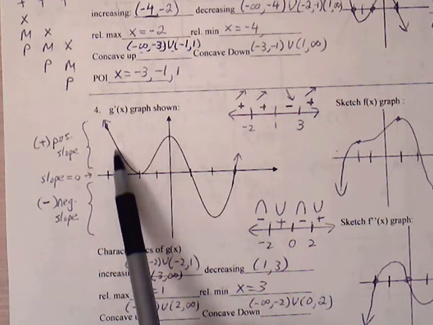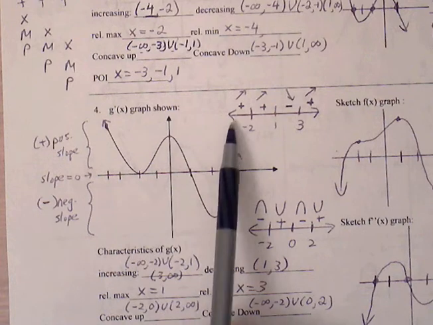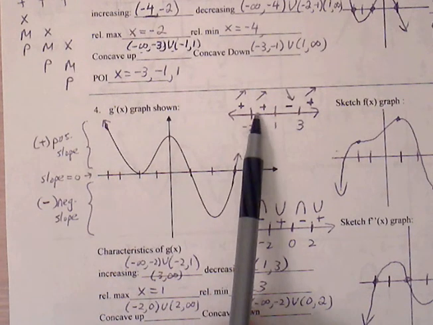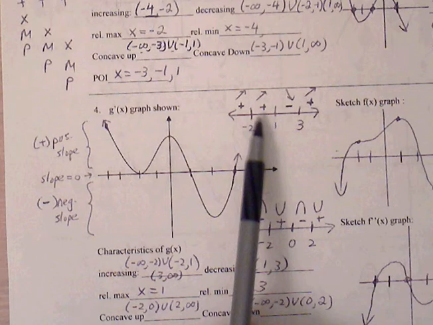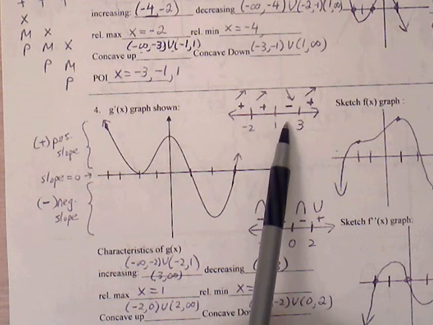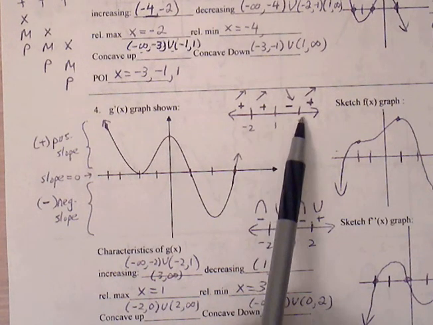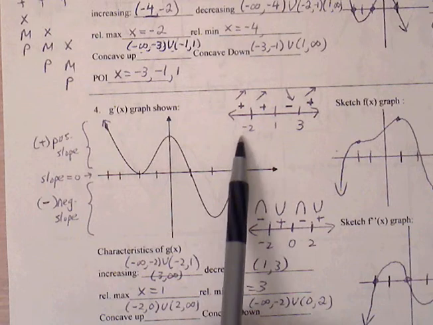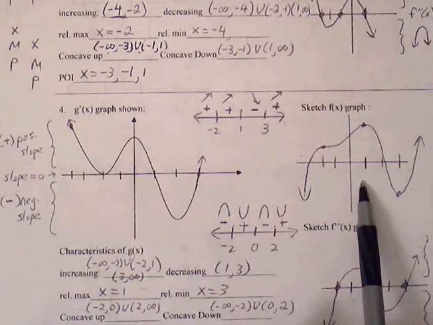Okay, this portion is above the x-axis, so that represents positive slope. Positive slope between -2 and -1. Below the x-axis, so negative slope. And then to the right of 3, we see positive slope again. From here, we can transfer this onto our position graph.